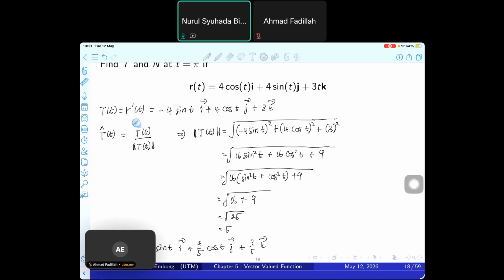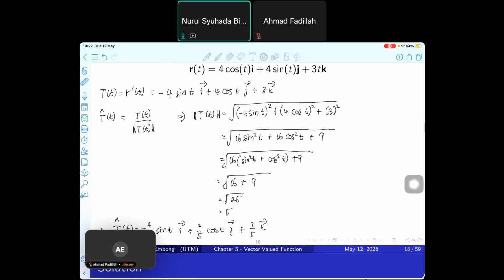to be like this, T over norm of T, like this. Okay, so first one, I already have my tangent vector over here, and I will calculate the norm of T, the tangent vector. So to calculate the norm is equivalent to this formula.